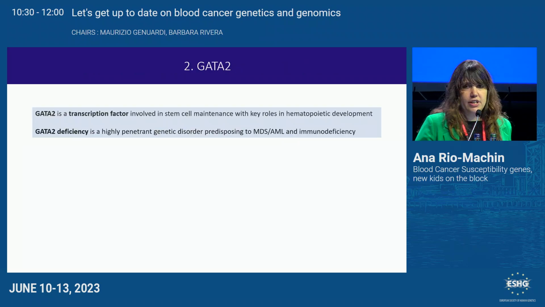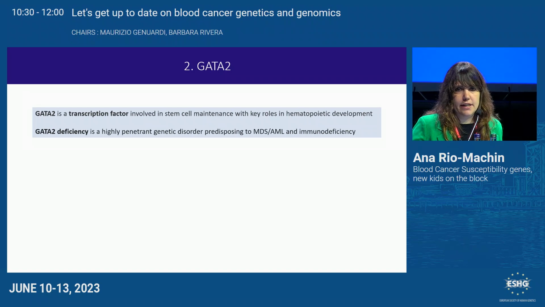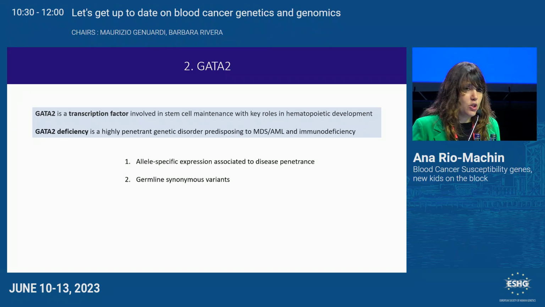So the second story is actually 2 stories regarding GATA2. GATA2 is a transcription factor as well, mutated in a sporadic disease, in familial disease, so in the germline and somatic mutations, and is a very well-known player in hematopoiesis. So there are 2 interesting stories that I would like to present today.